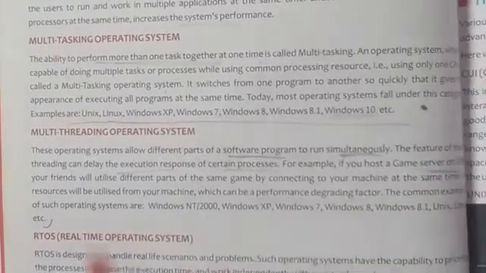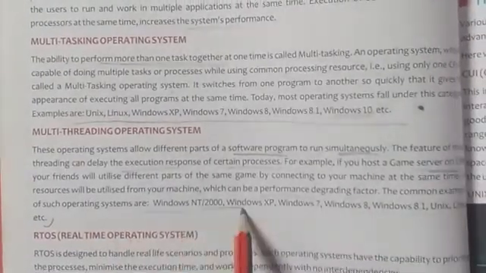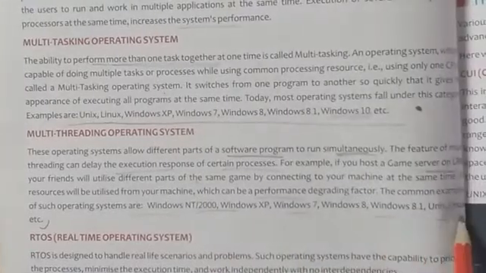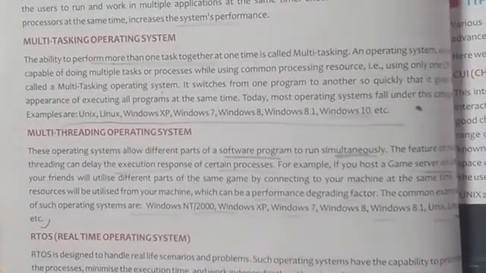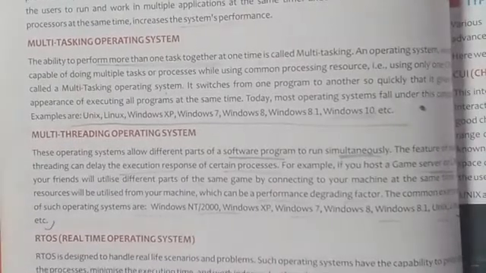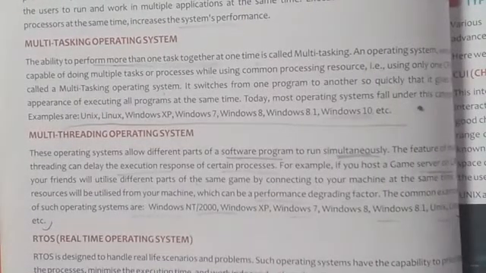The common examples of such operating systems are Windows NT 2000, XP, 7, 8, 8.1, Unix, Linux, etc. These are the examples of multi-threading. The rest of the operating systems and next topics we will discuss in the next video.